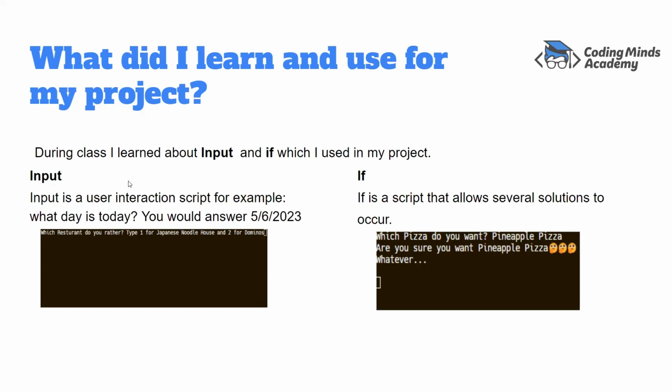Here it says which restaurant. Here it says which restaurant would you rather? Type 1 for Japanese noodle house and type 2 for ramen.